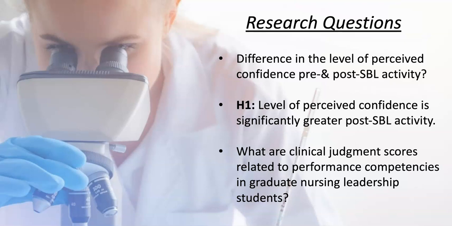So my first 2 are quantitative, and really they're intended to provide better understanding of the relationship between the use of simulation and the objective and subjective outcomes. Number 1 research question is, what is the difference in the level of perceived competence pre- and post sim-based learning activity? The hypothesis for that is that the level of perceived competence is significantly greater post sim-based learning activity. The next question is, what are clinical judgment scores related to performance competencies in graduate nursing leadership students?